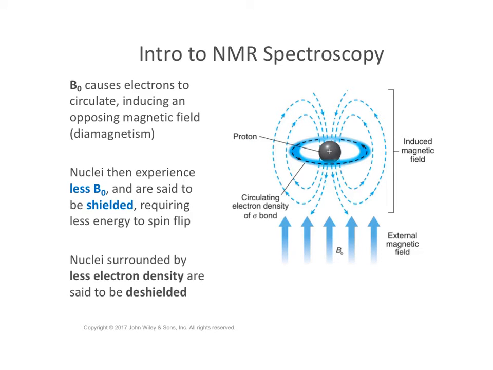Now let me introduce a concept called shielding. I mentioned the nuclei having a particular spin that's aligned with or against the external magnetic field. Now let's talk about electrons. The external magnetic field causes electrons in your molecule to circulate, inducing an opposing magnetic field. So the induced magnetic field opposes the external magnetic field. Nuclei then experience less of an external magnetic field and are said to be shielded, which then requires less energy to undergo the spin flip. Nuclei surrounded by less electron density are said to be deshielded.